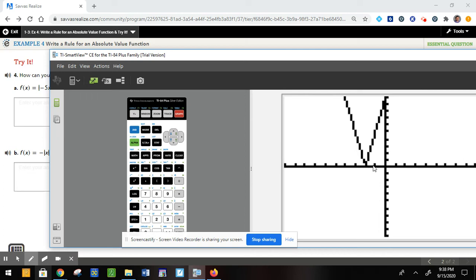So again, it does move 2 to the left, and it's opening up. It's got a slope of 5 on the right side, a slope of negative 5 on the left side. So again, negative 2 is going to be the spot where the domain splits. So we're going to have all the x values less than negative 2 and all the x values greater than or equal to negative 2.